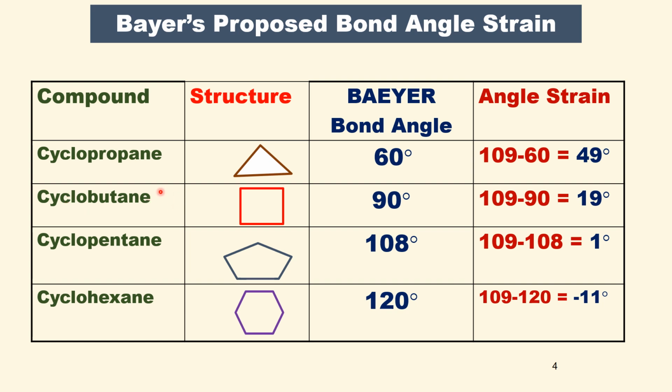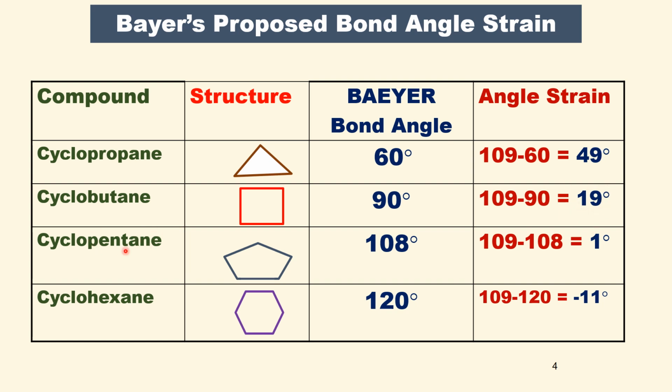Let us see next, cyclobutane. In cyclobutane, the bond angle is 90 degrees. How much is the deviation? 109.5 minus 90 degrees, that is about 19 degrees. In this case, the angle strain is less compared to cyclopropane. It is fairly stable compared to cyclopropane, but still there is a deviation, angle strain.